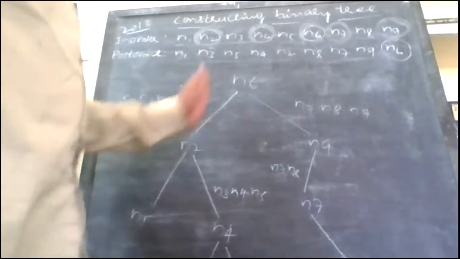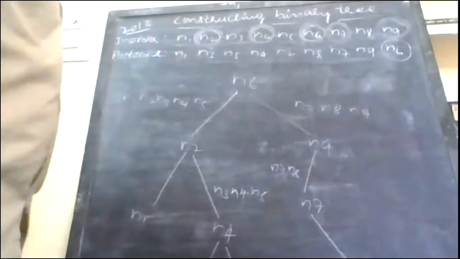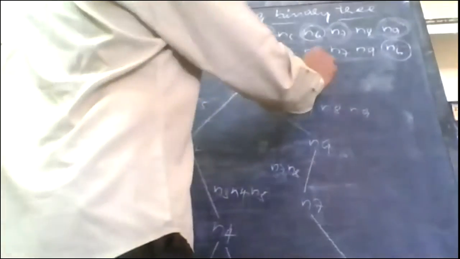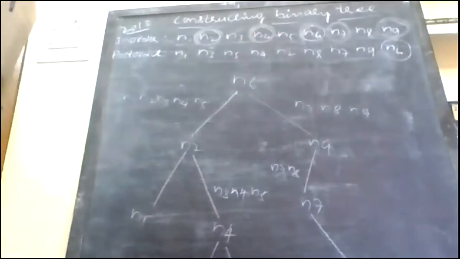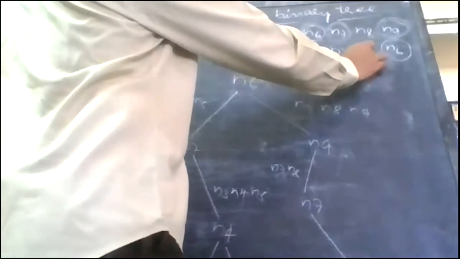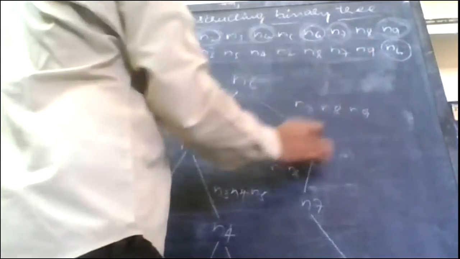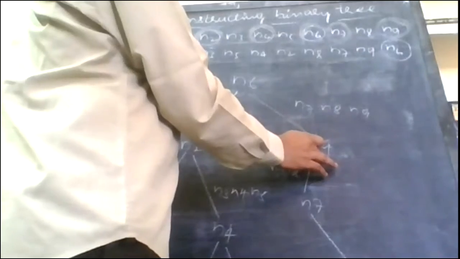Now, still it is not yet finished. We need to construct the right subtree. Right subtree means how many elements are present here? See, three elements. Again, I need to scan from where? From right to left. The first element which I find is N7. So I mention it as the root of the binary tree.